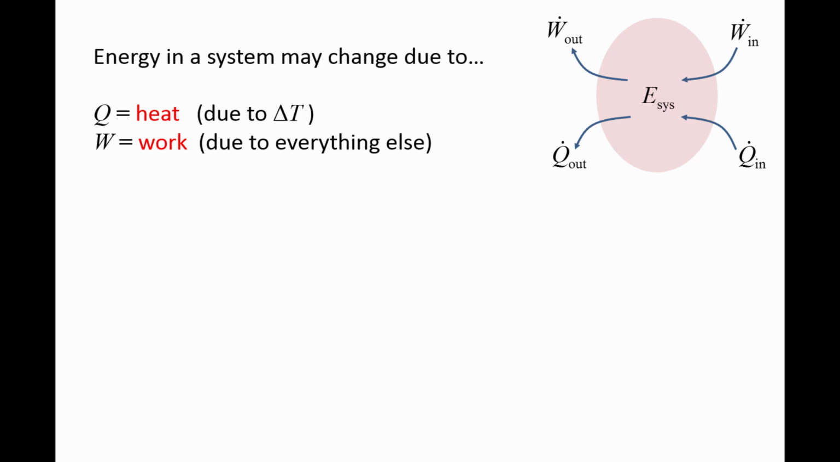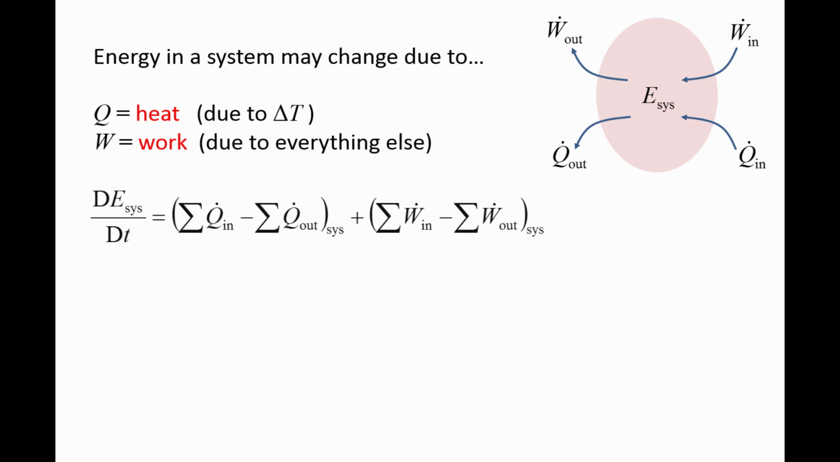The first law of thermodynamics for a system states the time rate of change of a system's energy, DE_sys/Dt, is equal to the total rate of heat flux into the system minus the total rate of heat flux out of the system plus the total rate work is transferred into the system minus the total rate work is transferred out of the system.